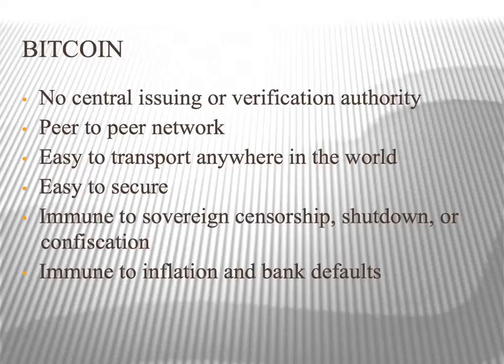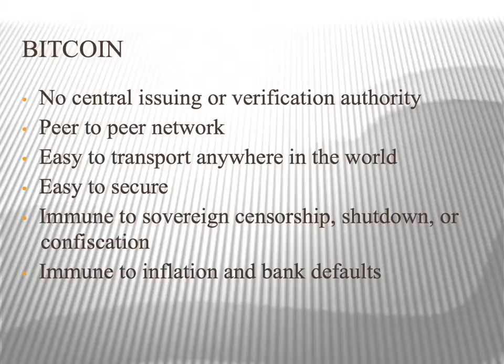So, here are the characteristics of a Bitcoin. It does not require any central issuing or verification authority. It is based upon a network, a peer to peer network. For example, if we do any transaction, we do not require any intermediary like a bank or a payment gateway. It is very easy to transport anywhere in the world because it is just a string of digits or alphabets. It is easy to secure. It is immune to sovereign censorship, shutdown, or confiscation. Because it is a virtual currency, it cannot be confiscated.